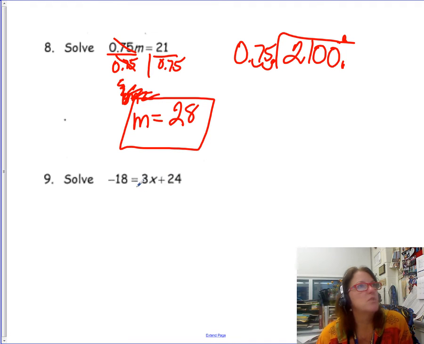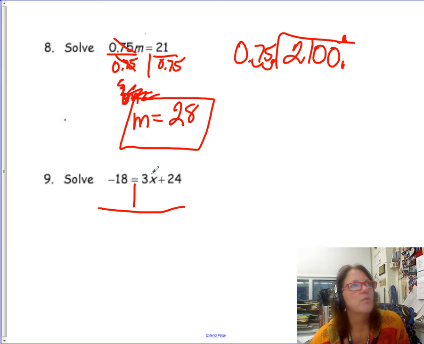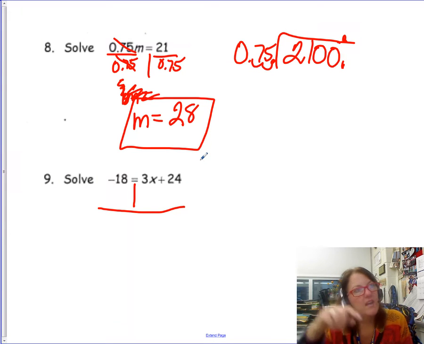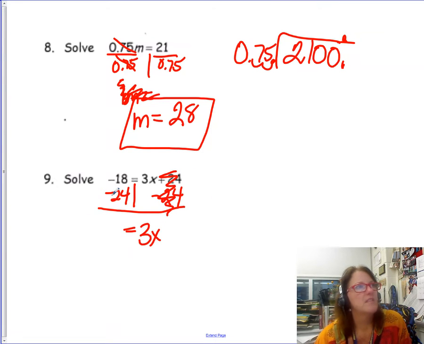All right, now we got some two-steppers here. Here's x. You have to counteract the 3 and the 24, but you have to do it in the reverse order from your order of operations. See, if I plug a number in, I'd multiply, then add. Now we got to go in reverse. Undo the adding, then undo the multiplying. Subtract 24. Yay, hooray, that goes away. That's 0. On this side, you get negative 42.